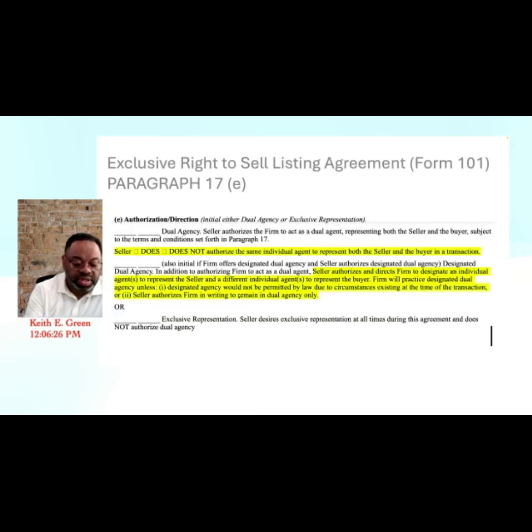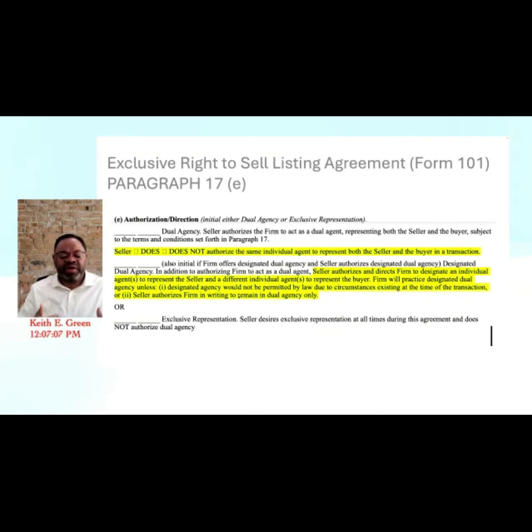All right, again, we're still in the exclusive right to sell listing agreements. And this deals with dual agency. They made some interesting changes regarding dual agency. One is, if you're going to use dual agency, it gives the person the right to decide if they want an agent to work with both the buyer and the seller, or if they just want them to only work with them and have someone else do the other part from your firm.